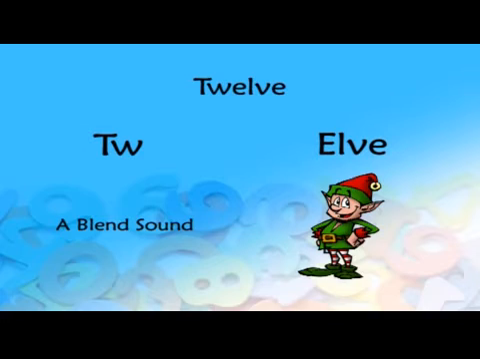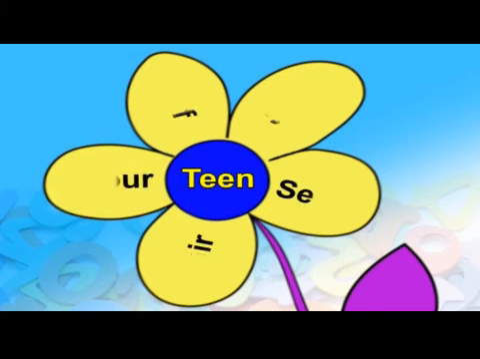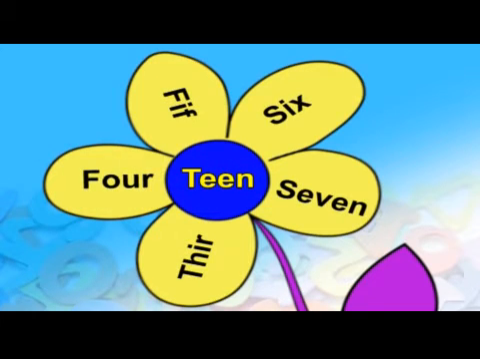To teach them 12, twa is a blend, a sound blend, and there is an elv. So elv is in the picture. The teen numbers, we can teach with the help of flower petals like this, writing the common word in the middle and the other words to follow.